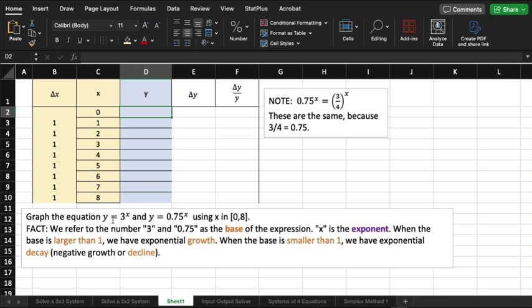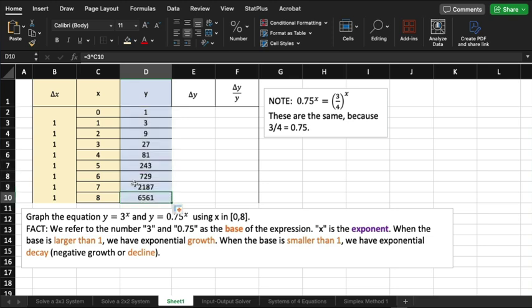Let's do the y equals 3 to the x. Up here in cell D2, you're going to type equals, and then the base, 3, and then type in a caret. That caret symbol tells me that I'm now about to type an exponent, and the exponent is in cell C2. That is my value of x. So again, that's equals 3 caret C2, and hit enter. Now select the anchor in the lower right corner and fill down.